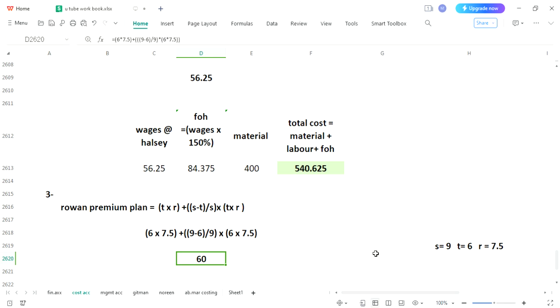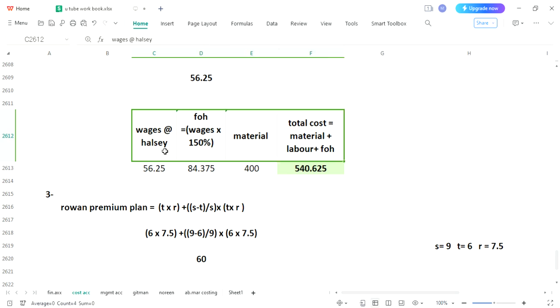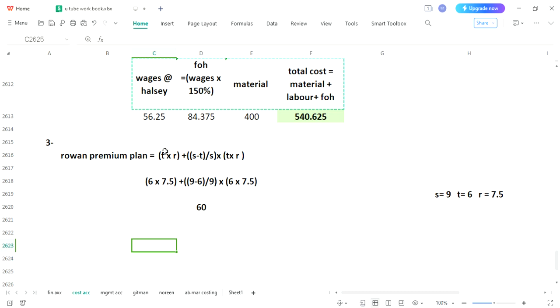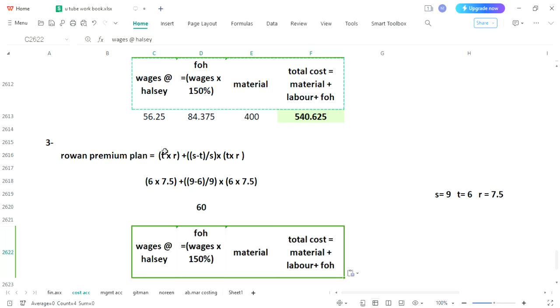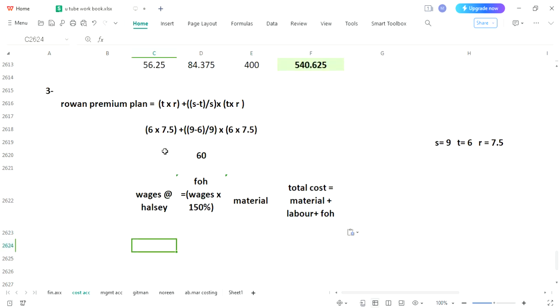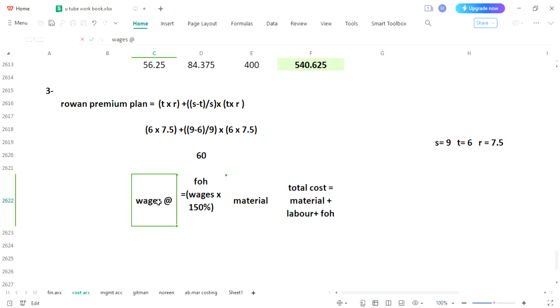Right now we have just calculated wages. So for calculation of total cost, we'll again use these headings to complete our third part, and we'll use the same headings over here. So the first column we changed, instead of Halsey, now we have followed Rowan plan. Under Rowan plan, we have calculated these wages.